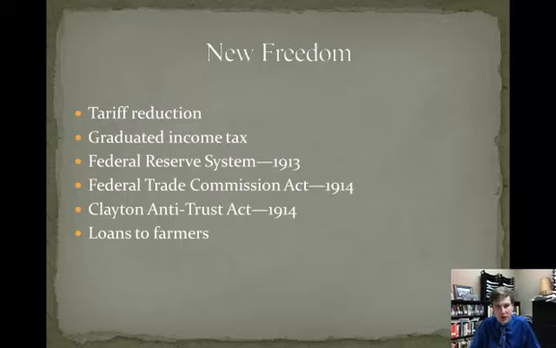The Federal Trade Commission Act and Clayton Antitrust Act, both there to regulate or break up big business. And the government's going to get involved in the loan business. They're going to start giving loans to farmers. So the idea was to help out farmers when they needed a little financial stability. They could get some money from the federal government, and that would help them.